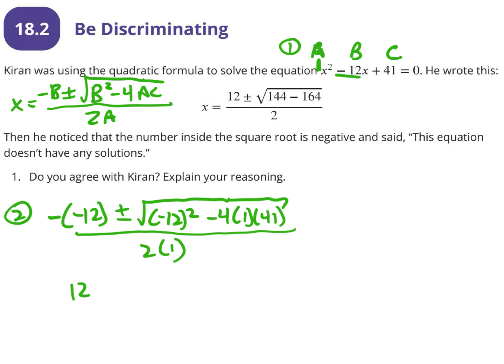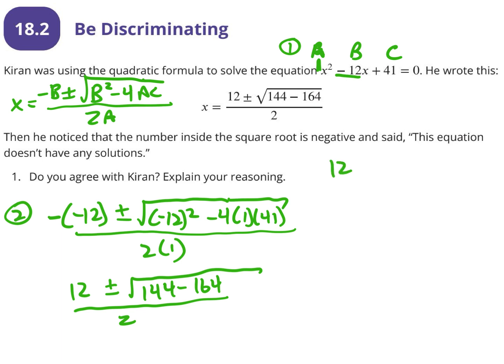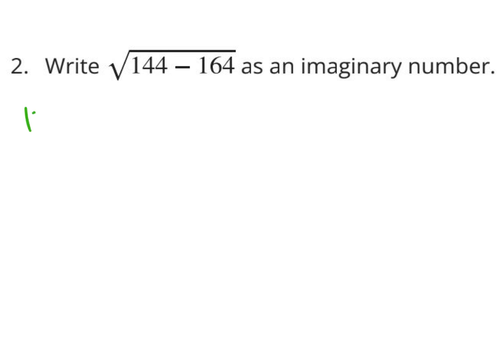I get 12. Negative times a negative is a positive. 144 minus 164 over 2. Then I get 12 plus or minus the square root of -20 over 2. Now, I'm going to have to break this -20 down. We'll do that on the next page. So the whole thing was 12 plus or minus the square root of -20 over 2. All right, so 144 minus 164 is -20.